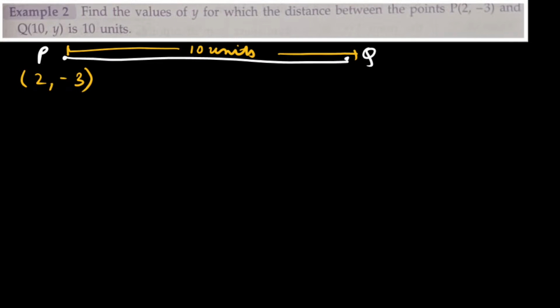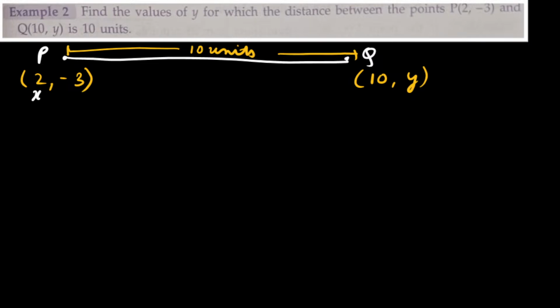And the coordinates of point Q are 10, comma y. So this is the given information. We have to find the value of y. This question is the opposite of the previous question which we have done. In the previous question, we had to find the distance. Here the distance is already given to us.